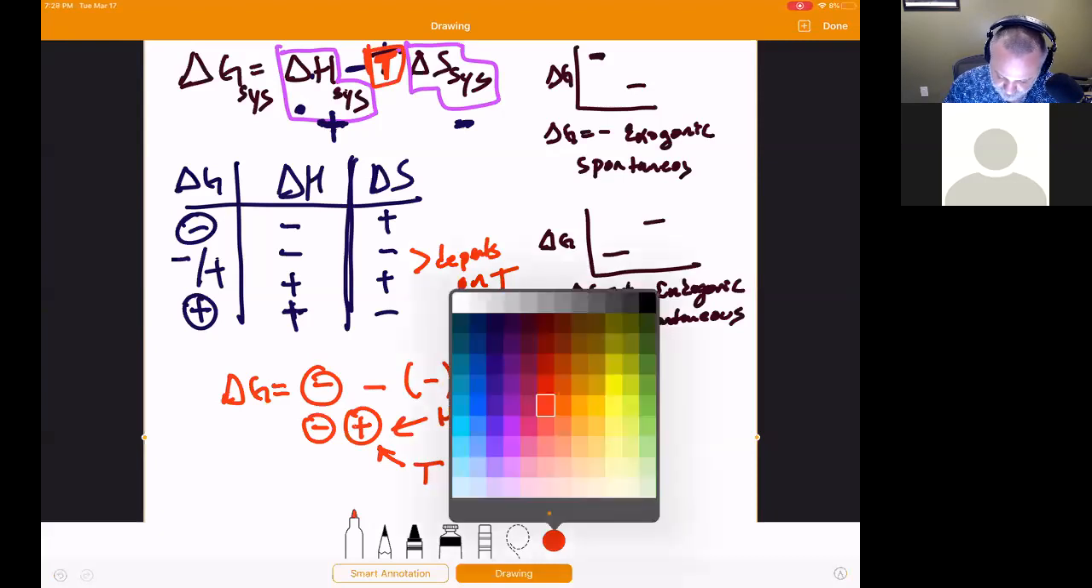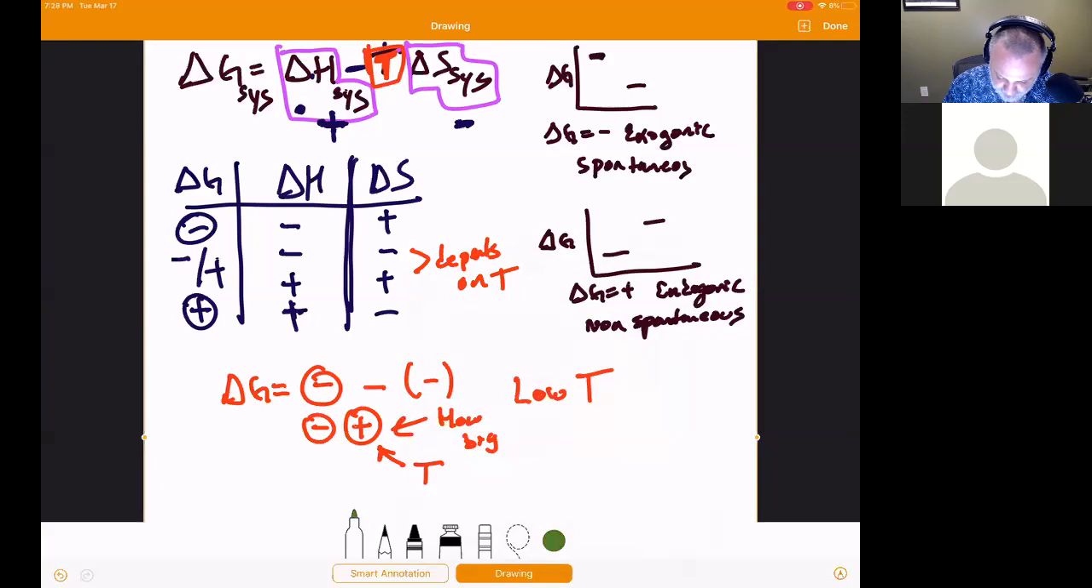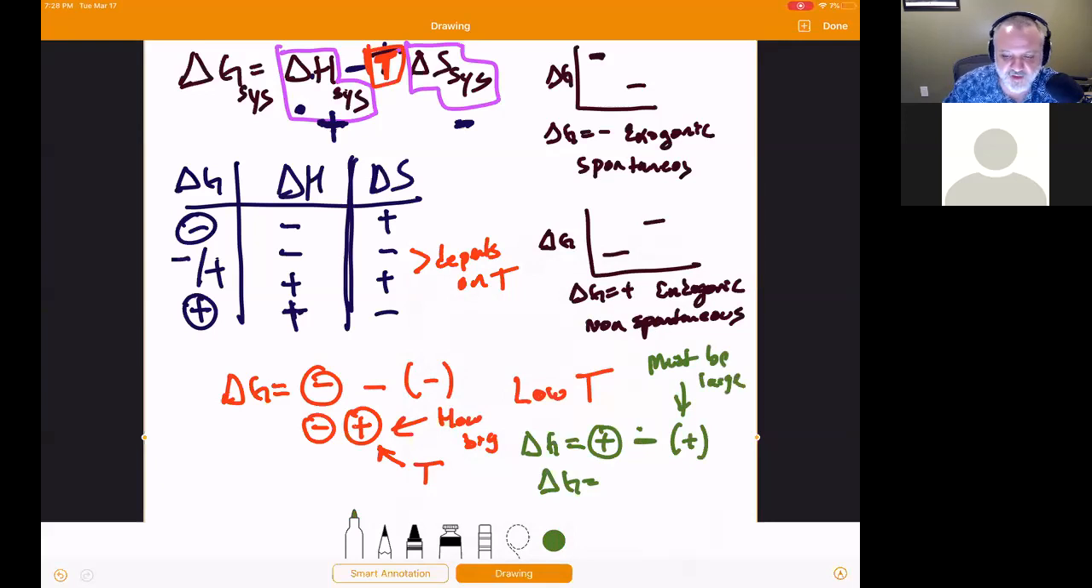Okay, so let's take a look at what happens to delta G if delta H is positive, and we subtract from a positive number. Well, in order for delta G to end up being negative, this number has to be large, right? Because if we're subtracting a positive number from a positive number, the only way to get a negative result is for the number on the right to be bigger than the number on the left. So when does this happen? It's negative at high temperature.